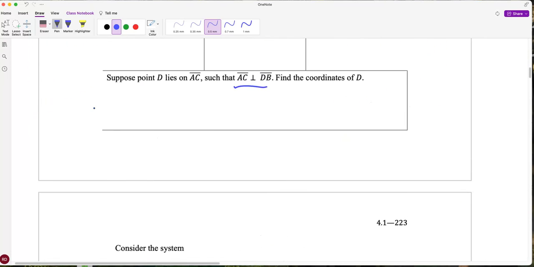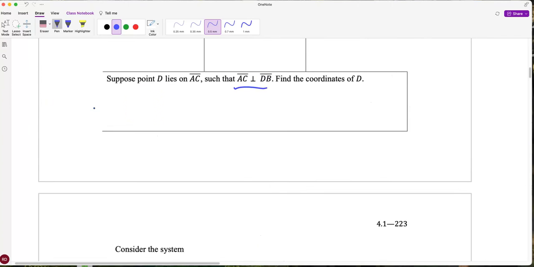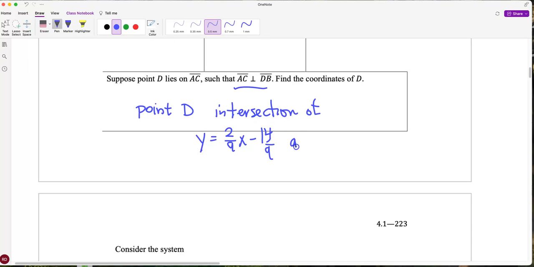So point D is the intersection of two lines. I know that point D is the intersection of y equals 2/9 x minus 14/9 and that original line that had the slope, what, minus 9/2, x plus 13. Okay.